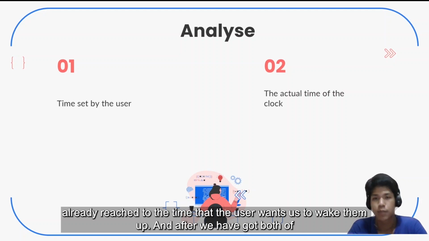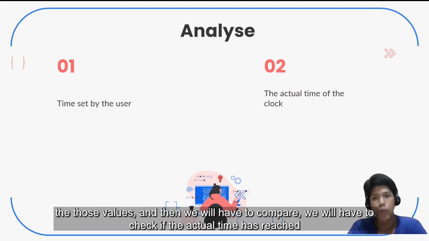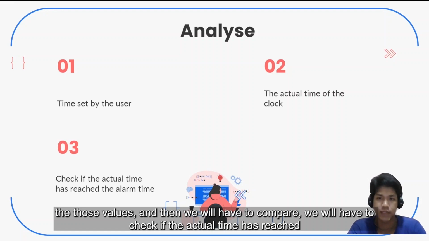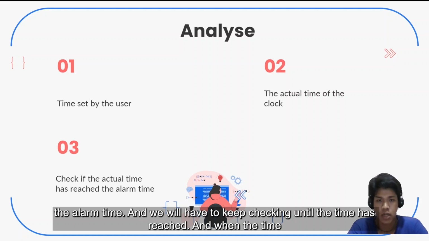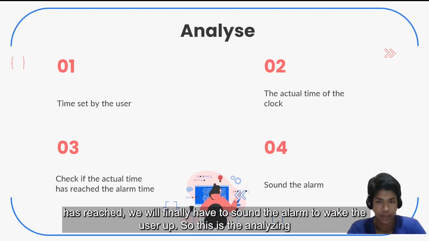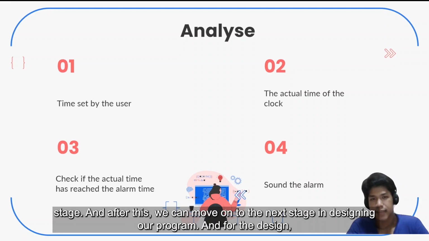And after we have got both of those values, we will have to compare. We will have to check if the actual time has reached the alarm time. And we will have to keep checking until the time has reached. And when the time has reached, we will finally have to sound the alarm to wake the user up. So this is the analyzing stage. And after this, we can move on to the next stage in designing our program.